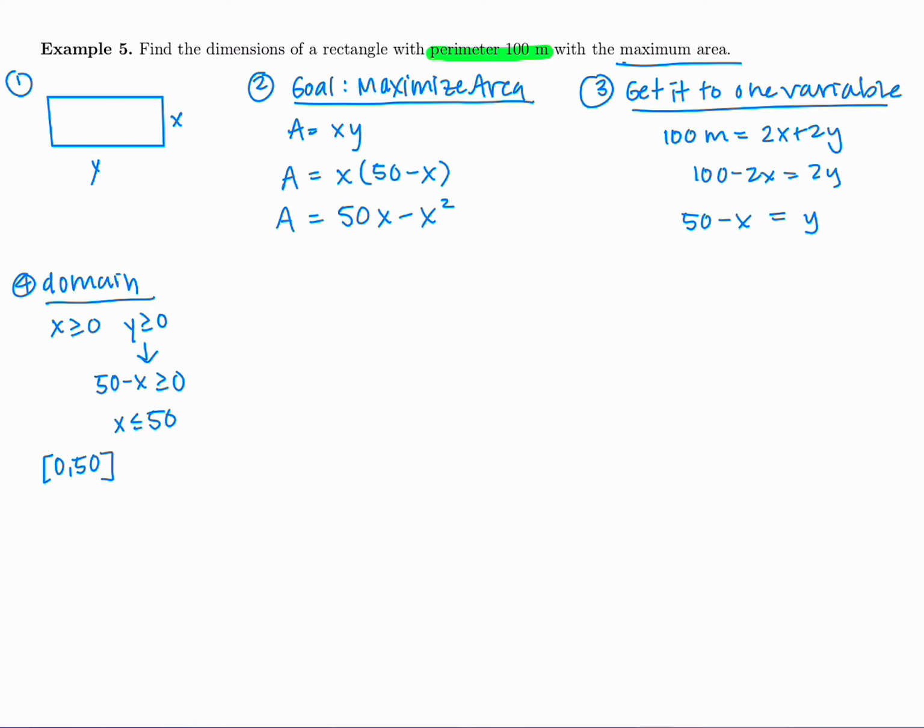So I have a continuous function. I'm definitely continuous because we see that that's just a polynomial. And I've got a closed interval. I can use the extreme value theorem to help me here.